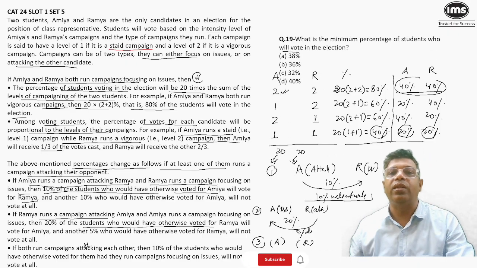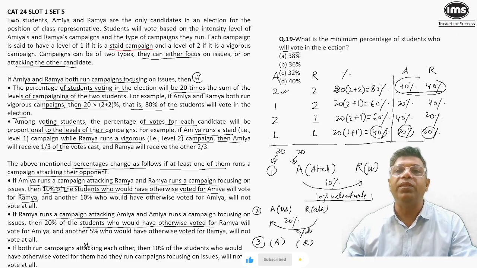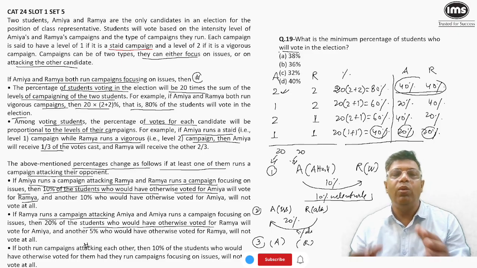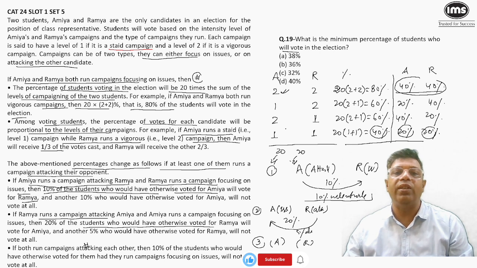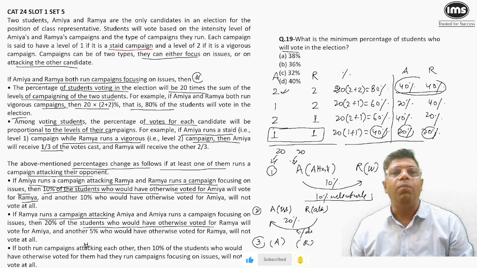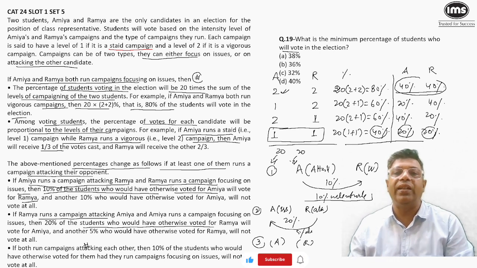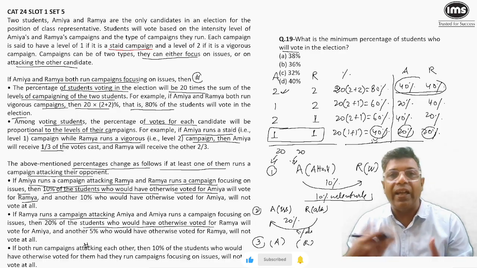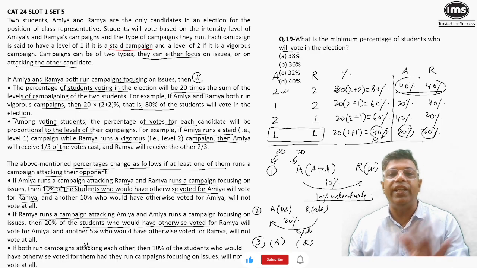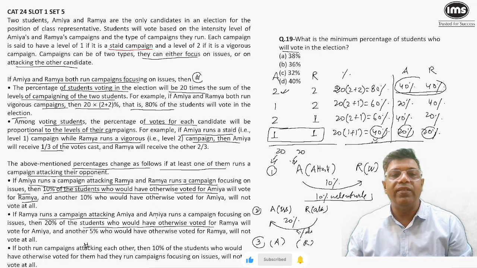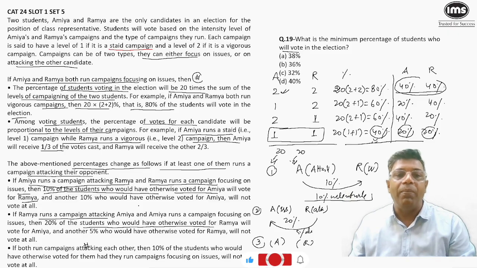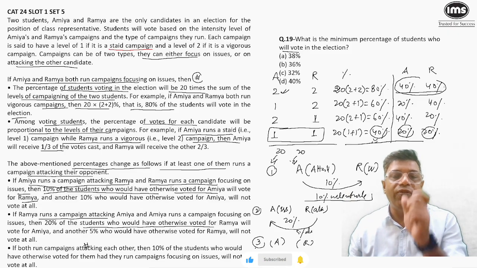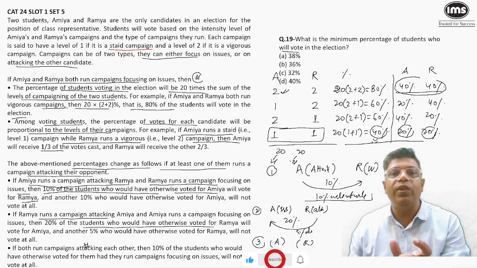Look at the next question. What is the minimum percentage of students who will vote in the election? Now, to calculate the minimum percentage of voting, I think the first scenario we have to analyze is both of them running an issue-based campaign. In that case, both of them together will get 40% votes. And out of that, if we assume that both of them are attacking each other, in that case 10% each, because in the first and second scenarios the votes are shifting, but here 10% of voters of each one of them are not going to vote.